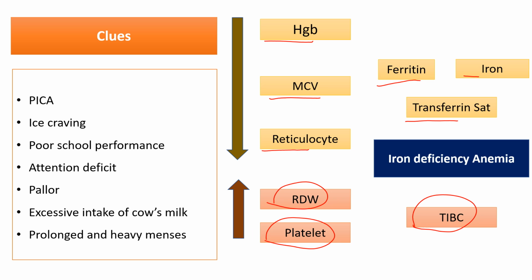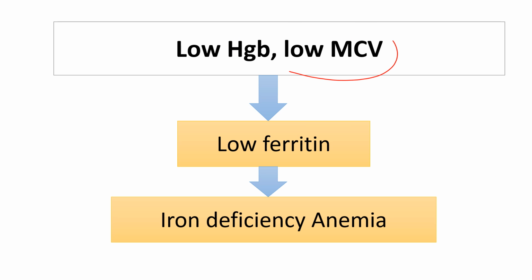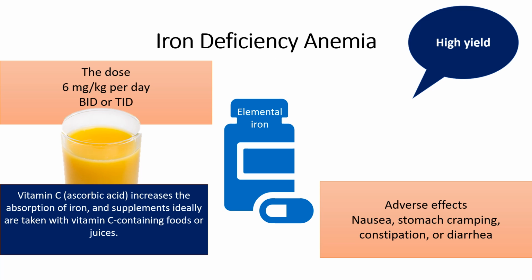We do not have to order all these labs for classic cases of iron deficiency anemia. Classic cases of iron deficiency anemia, CBC and retic count. This would be enough to start the treatment. If you have a child with microcytic anemia, low hemoglobin, and serum ferritin is low, this is iron deficiency anemia. So you can go ahead and treat, and no further workup is required, except if the patient is not responding to iron therapy.